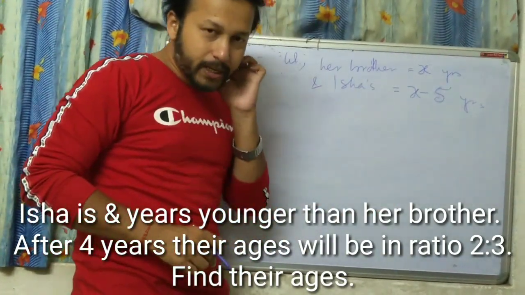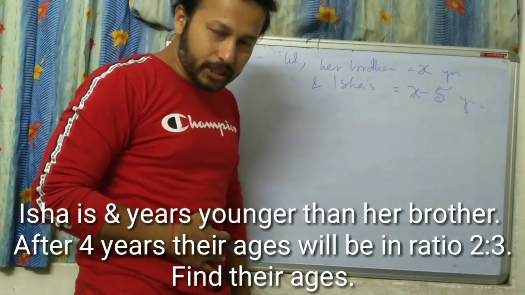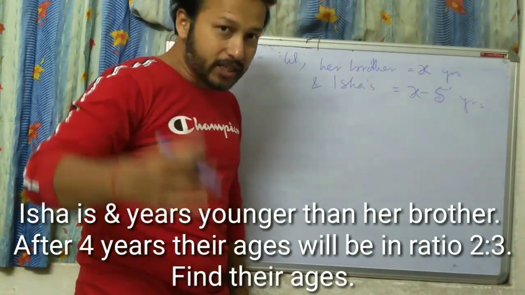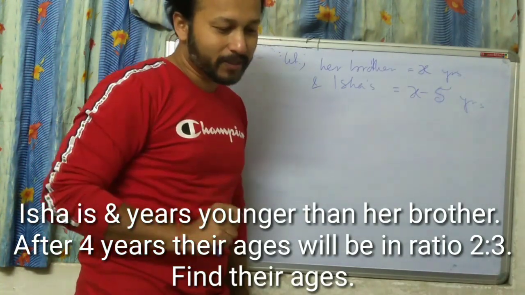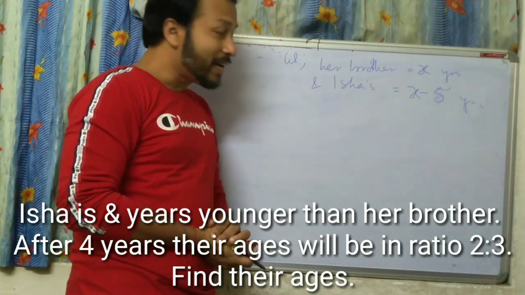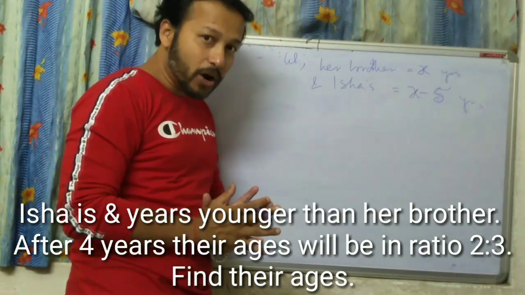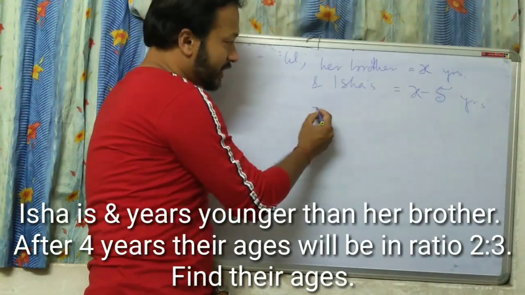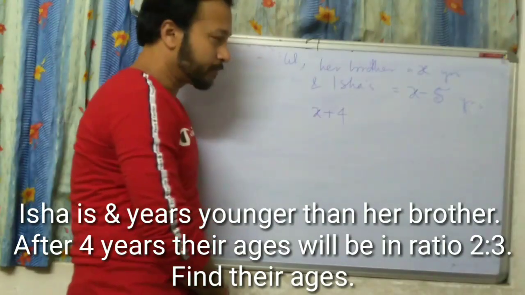Now, let me ask you a question. Say your age is 12 years. What will be your age after 4 years? Yes, 12 plus 4. That is 16 years you will be. In the same way, can you tell me what will be the age of her brother after 4 years? What is his age now? X. After 4 years, x plus 4. This is the age of her brother.